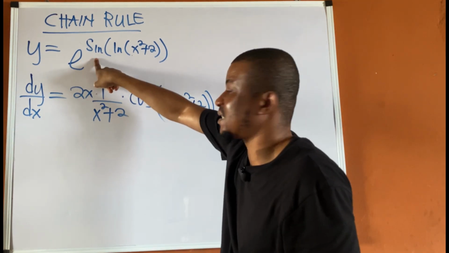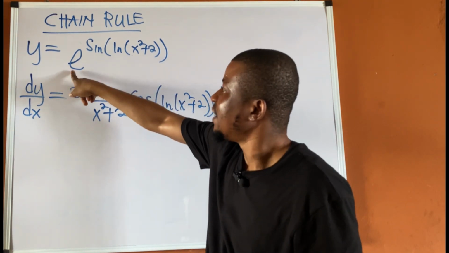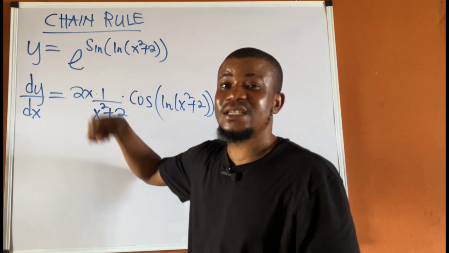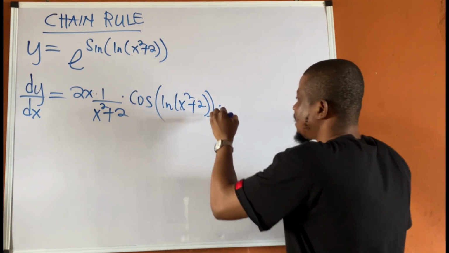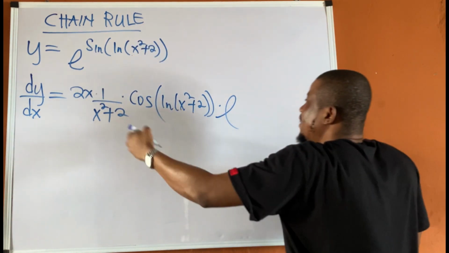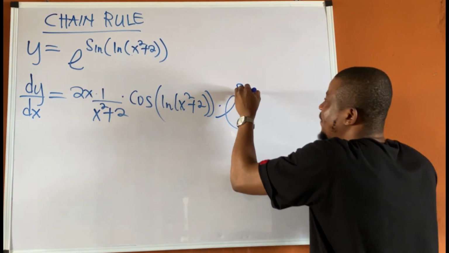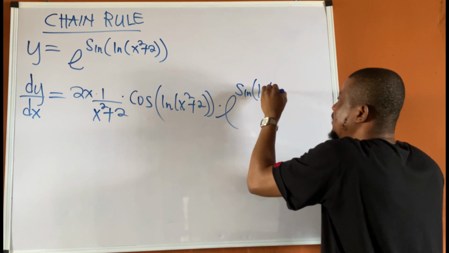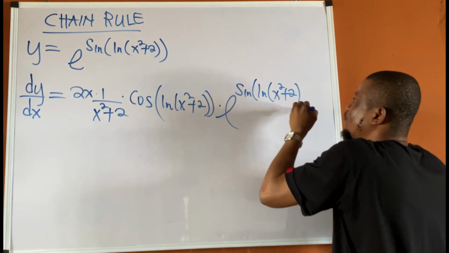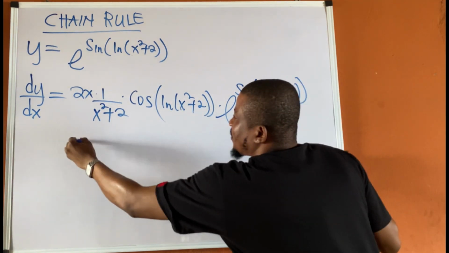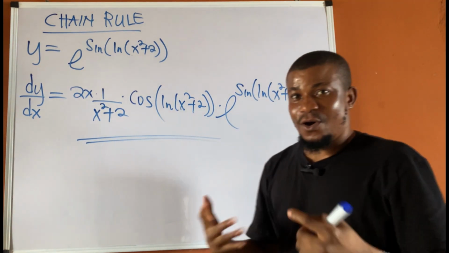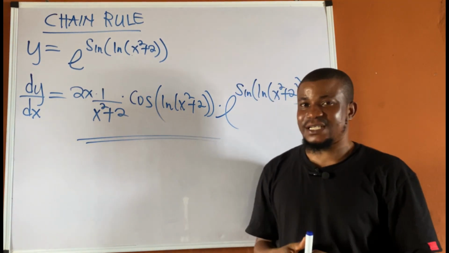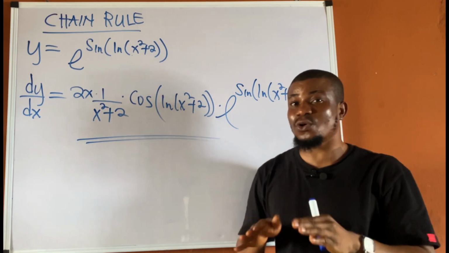I'm done with the sine function. I'll push out again. Differential of exponential something is still exponential that value, right? Because differential of exponential x is still exponential x. Differential of exponential is still exponential that value. So I will have exponential sine ln x squared plus 2. And this is my dy dx. Very direct as this.